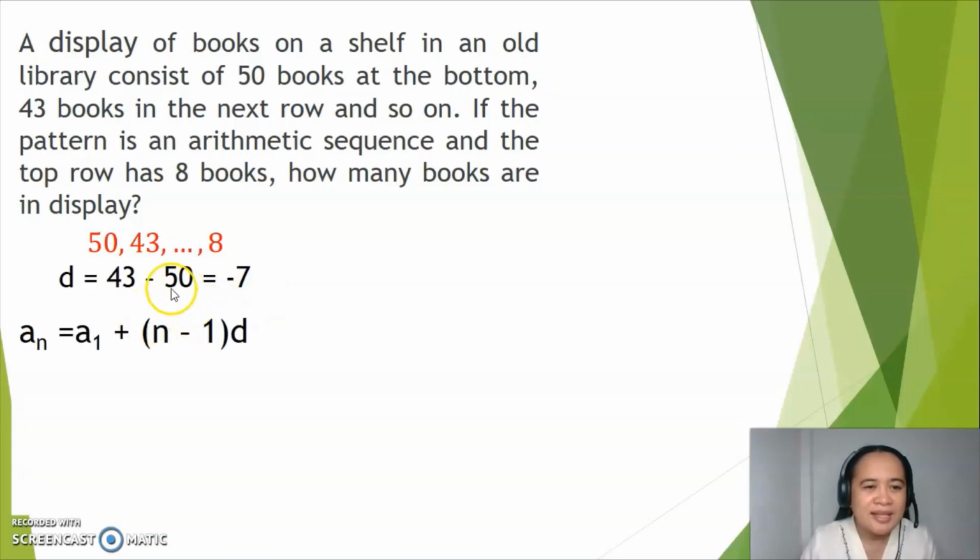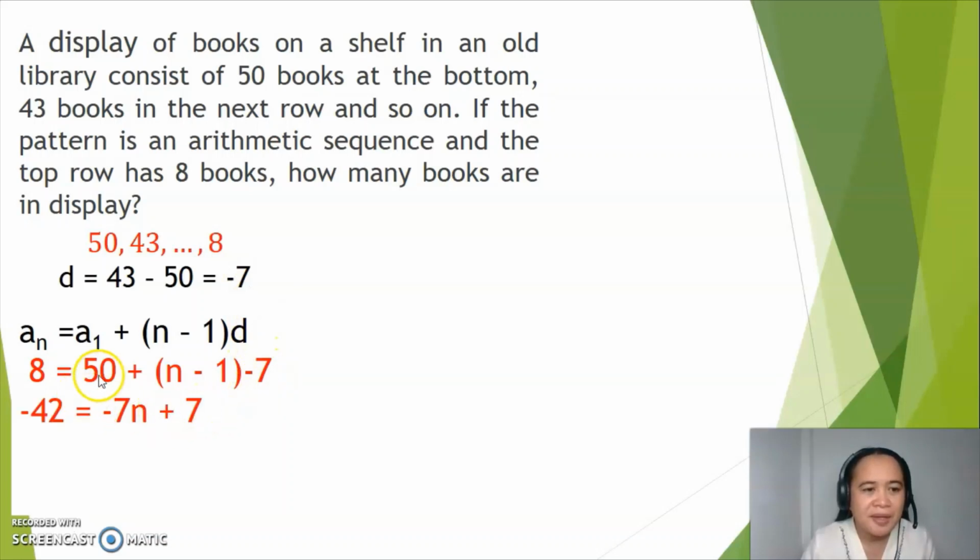So let's identify as to what row is 8. To do that, let's use this formula. So our a sub n is 8. The first term is 50. So n, which is unknown, minus 1 times the common difference, which is -7. So simplifying, transfer 50 to the other side, which would be -42.